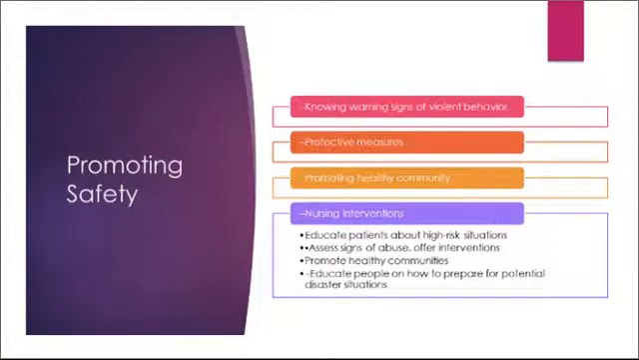Promoting safety. It's on the same page, 2116. It's a long paragraph, I just broke it up: knowing the warning signs and protective measures. Warning signs: uncontrolled anger, threatening language, aggression. Protective measures: not walking or running alone in deserted areas, asking for help when being abused, reporting violent behaviors and abusive situations.